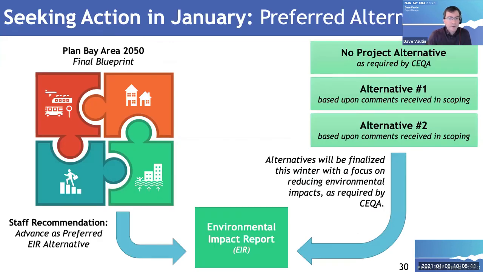Should the Commission and Board advance the final blueprint as the preferred EIR alternative, it will enter the environmental process that's already underway. The scoping was completed this fall, and we'll be studying it against the no project alternative, as well as likely 2 other alternatives currently under development based on those comments received in scoping. And remember, the focus of the EIR is really about environmental impact, seeing if there are any alternatives that achieve the plan's vision and objectives with fewer impacts on the environment specifically.